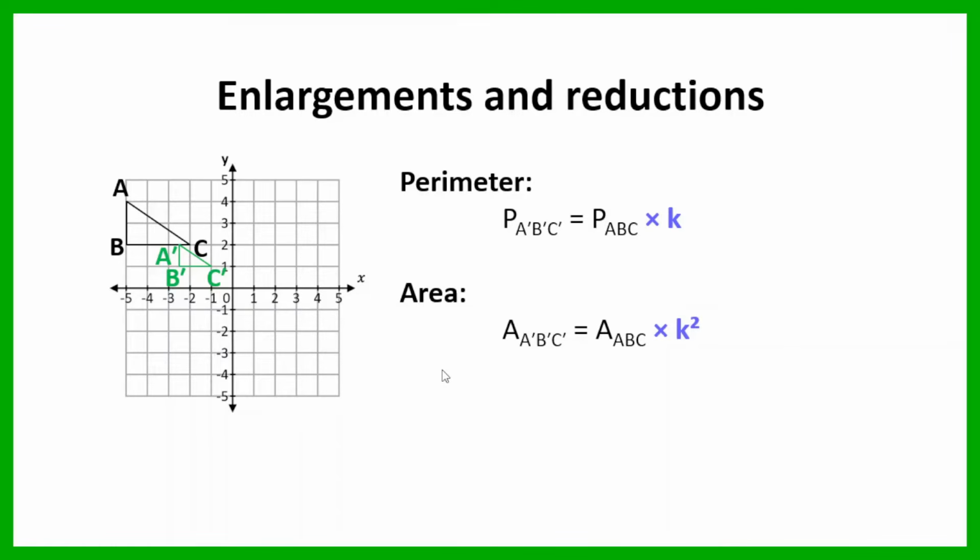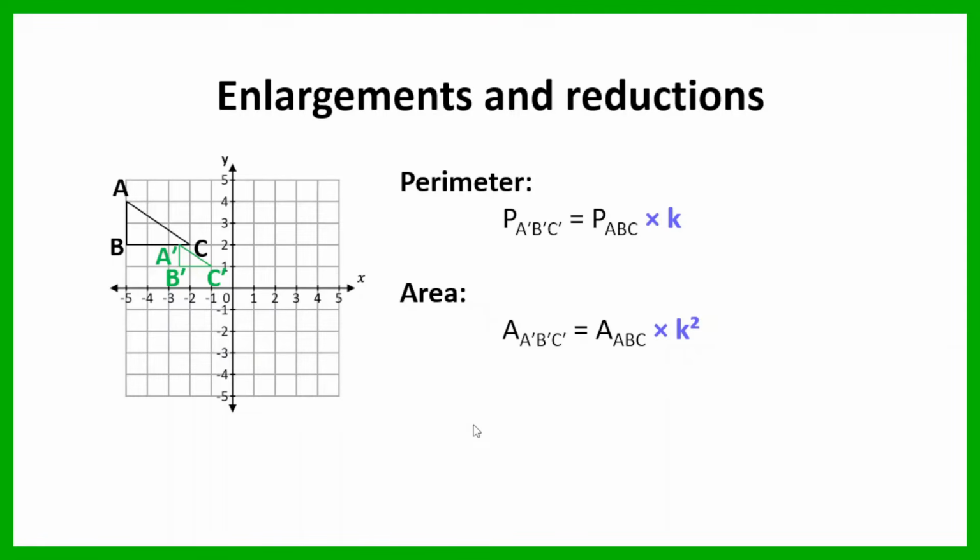If the scale factor is 1/2, then you're going to work out the area of the reduced shape by multiplying by a scale factor of 1/2 squared, which would be 1/4. Okay, so just be aware when you're working out perimeter with an enlarged or reduced shape, you multiply by the scale factor. But if you're working out the area, you multiply by the scale factor squared.